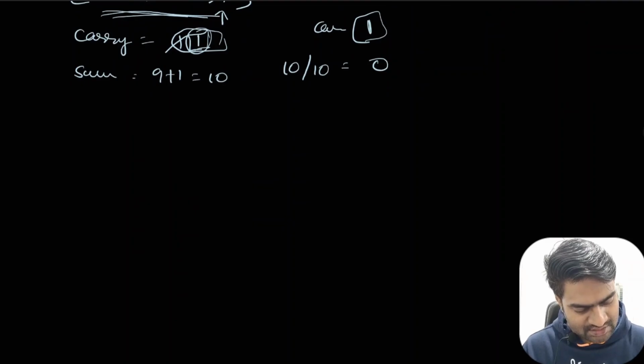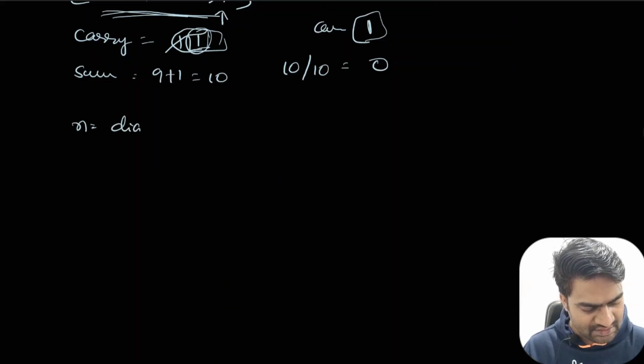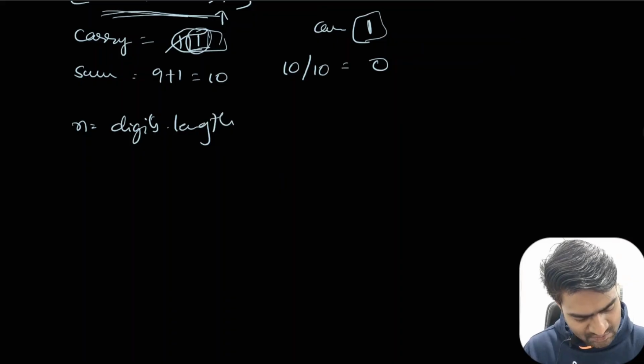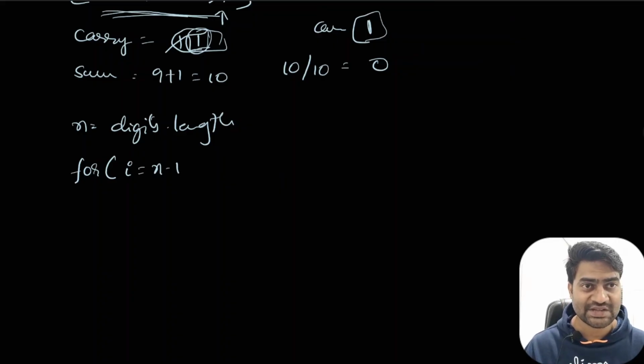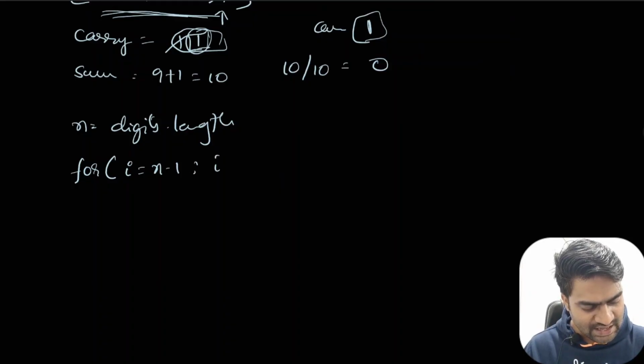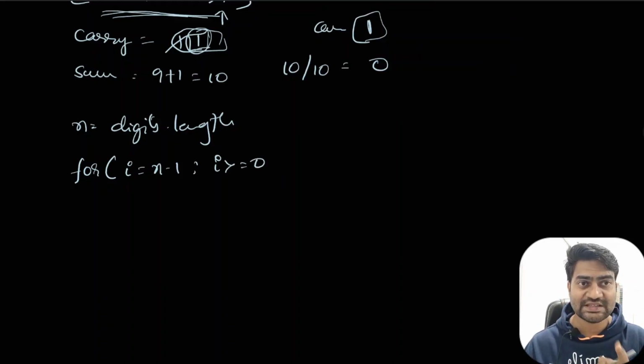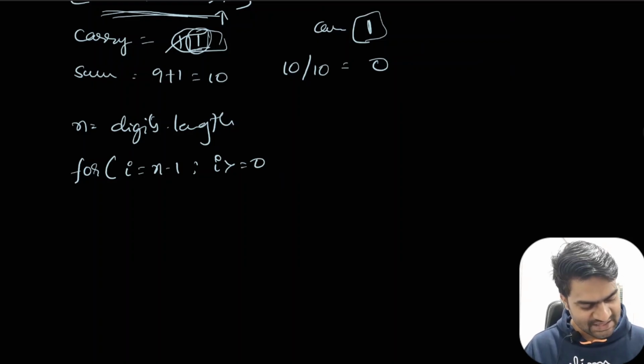So we have the digits array, right? Now what I will do, n equal to digits dot length. Okay, now I will use a for loop with i equal to n minus 1, because I need to start from the last number. Since it is 0 based indexing, we start with n minus 1, and i greater than or equal to 0, because I need to process until the first element, then i minus minus.